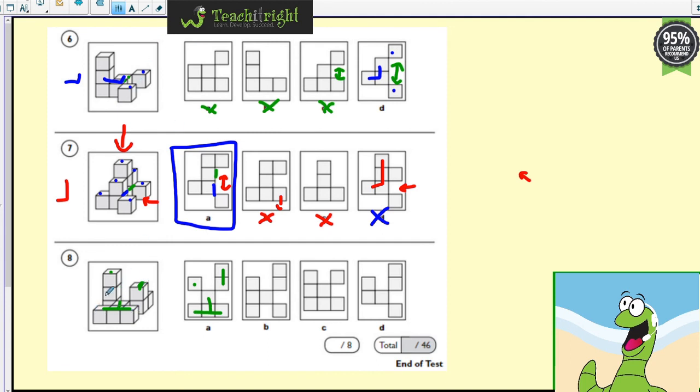Again, sorry, I could have counted, of course. 1, 2, 3, 4, 5, 6, 7, and that would have got rid of this one. The others count to 7 as well, but this one counts to 6. Got rid of one of them.